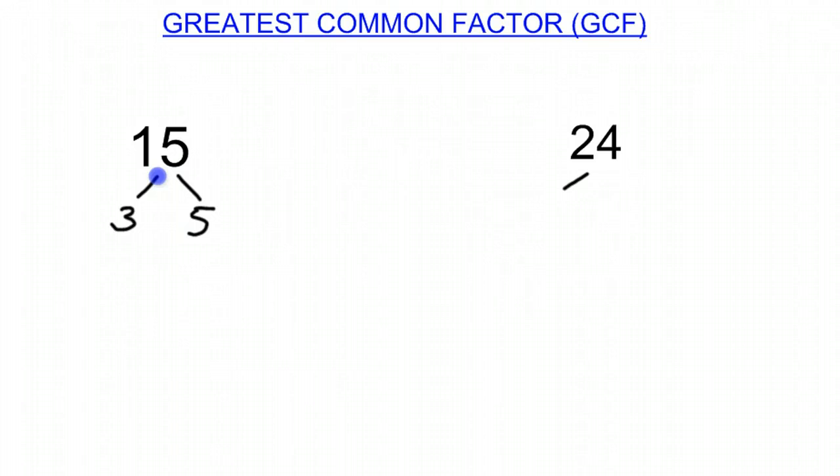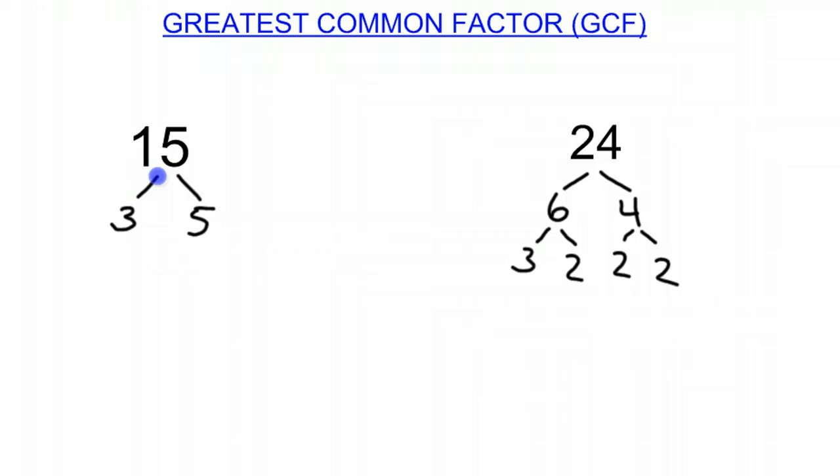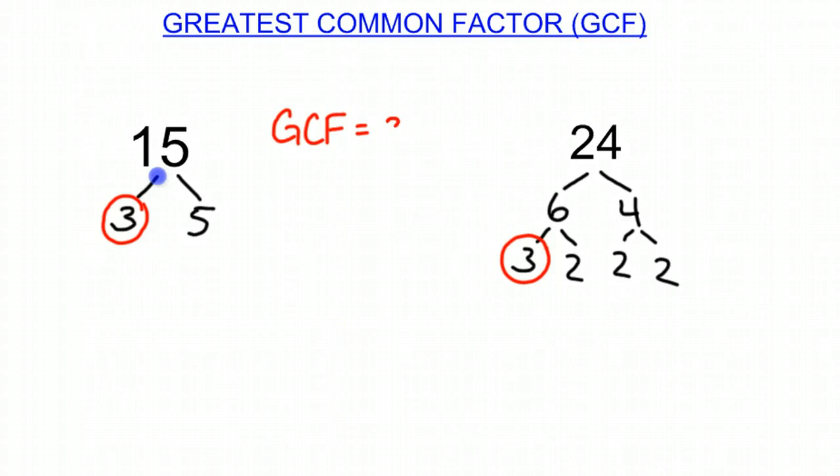24 is 6 times 4. And then we can break that down into 3 times 2 and 4 down into 2 times 2. And then 2 and 3 are prime, so all those are prime. Now we want to find the common factors that they have. So they both have 3 in common, and that is all. So the greatest common factor, or GCF, of 15 and 24 is 3.